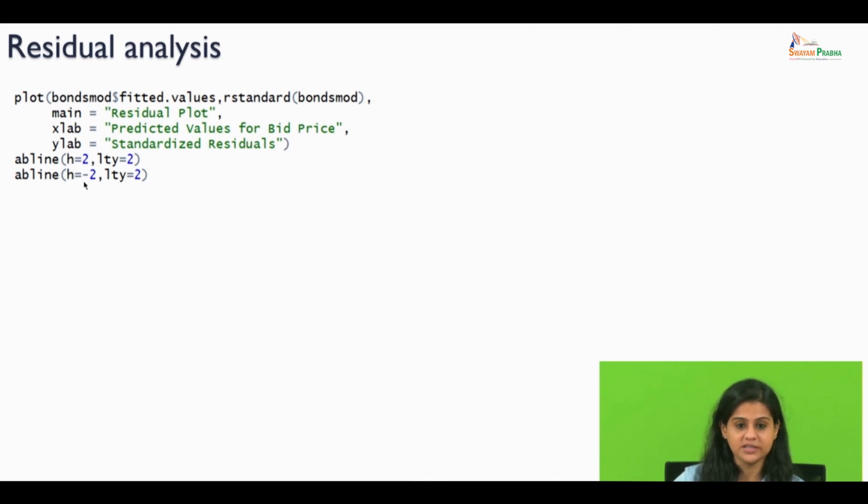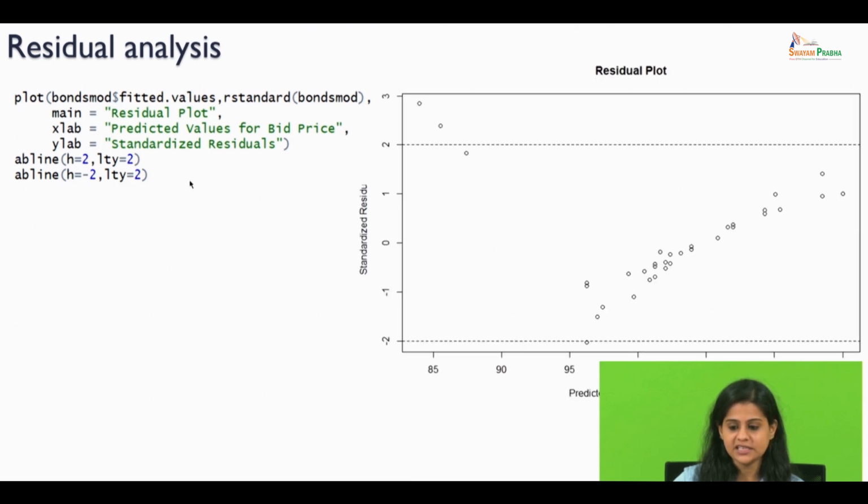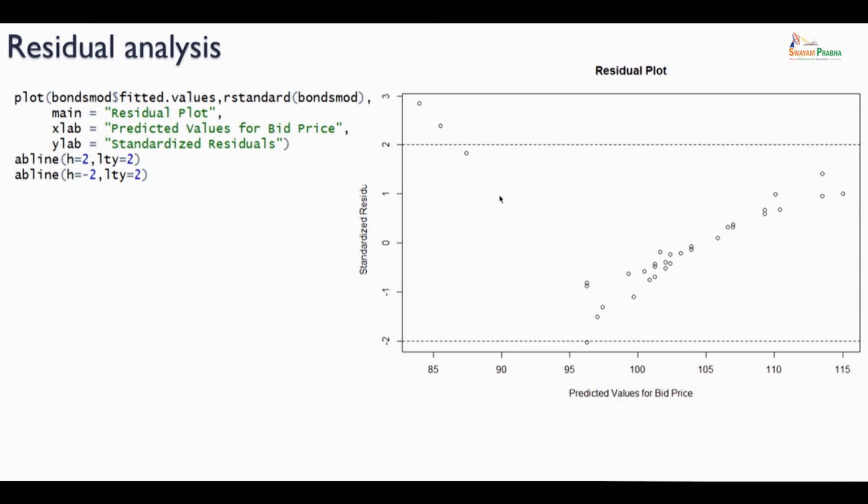Similarly, I also need a lower confidence limit, so I am setting that to be equal to -2, and for the same limit I am setting the line type to be equal to 2. Now let's see how the plot looks. On the right hand side I have the plot. We can see that there are two lines drawn at plus and -2 that define the confidence level. On the y axis I have standardized residuals, and on the x axis I have predicted values for bid price. From the plot we can see that there are two outliers which are really farther. There is one which is close to the upper confidence limit, and there is one which is almost close to the lower confidence limit. So let's see how to identify these.